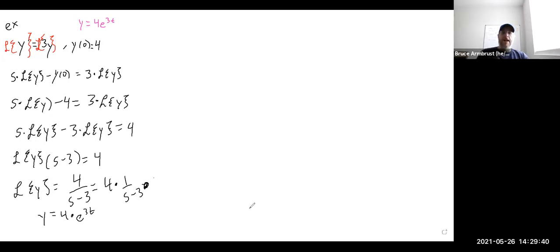All right, now I'm not at all suggesting that for this kind of differential equation, you would use Laplace transforms, because I don't recommend that at all. Because this one, we were able to see the answer very quickly. But it illustrates the process.